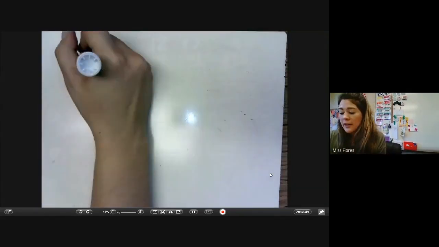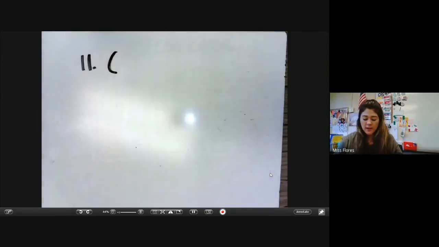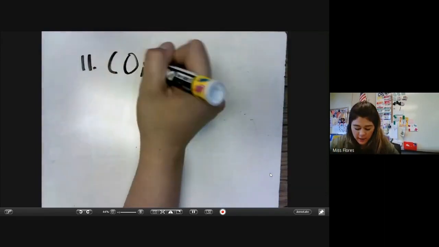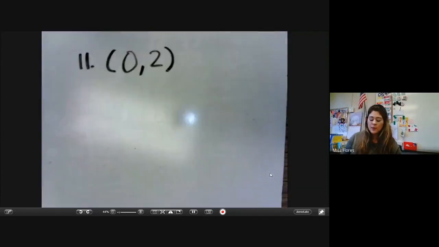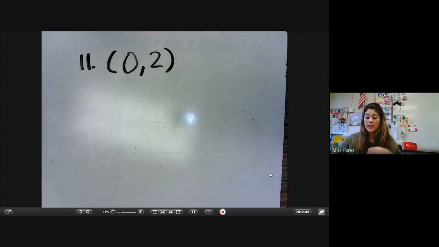All right, for number 11, it says to name 2 points on the line. So I'm going to give you one example. Basically, you need to find the points, and I can see that one of them is on 0 for x and goes up to 2. So it wants you to name 2 points. So that means that you need to find another point, because I already gave you one, and make sure that your x-axis is the one going horizontally, and your y-axis is the one going vertically. So where's your point? How many over are you going? That's your x. And how far up are you going? And that's your y number.